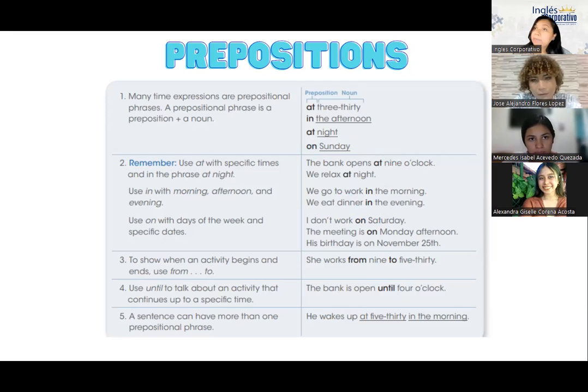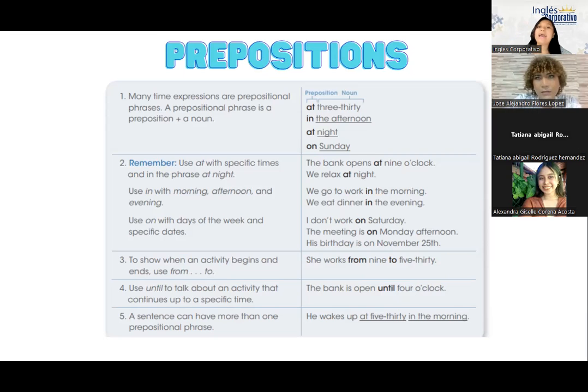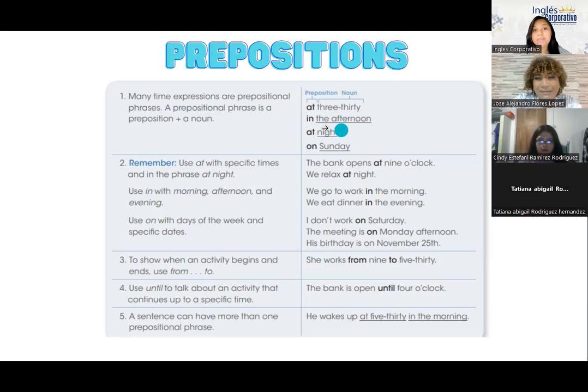Whenever we want to say a time during the day, ¿qué preposición utilizamos para decir la hora? At. Very good. So if we want to say en la tarde, en la mañana, en la noche, ¿cómo lo decimos? In the morning, in the afternoon, in the evening. ¿Y cómo decimos entonces en la noche? At night. No in the night. Nunca jamás in the night. Nunca, okay? At night. Bien.